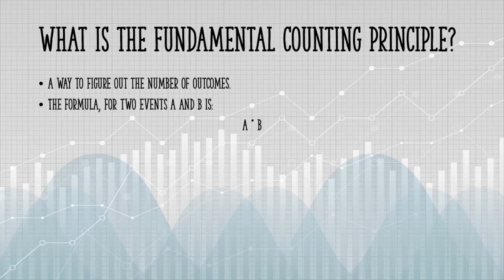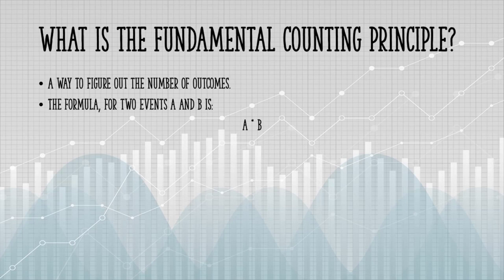The formula looks fairly simple. If you have an event A and another event B, then all the different outcomes for the events is A multiplied by B. Unfortunately, in your statistics class, you're probably not going to be given an event A and event B. You're going to be given a word problem. Your job is going to be to read the word problem and convert it into this formula.